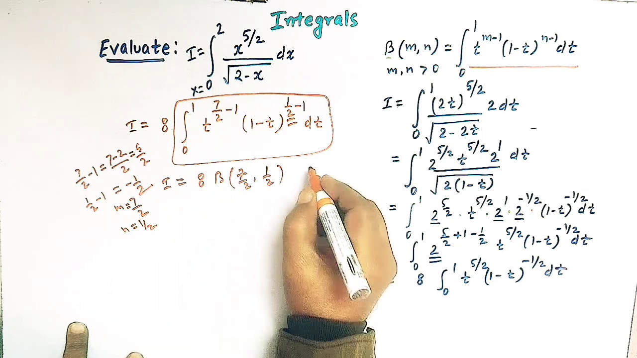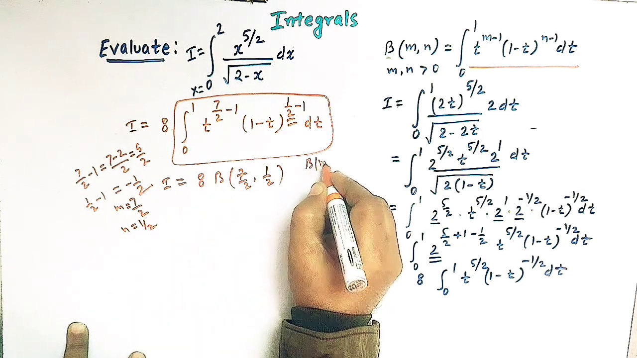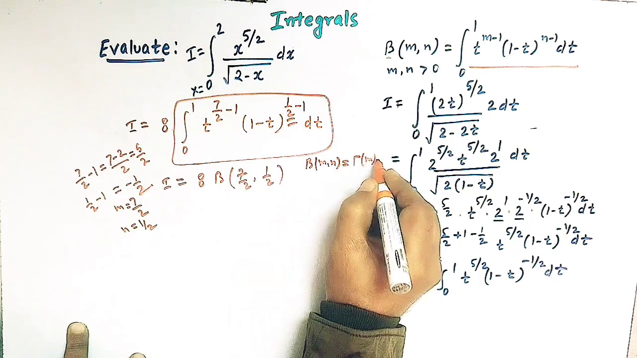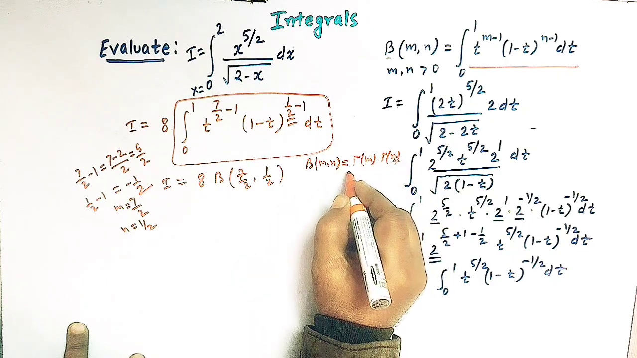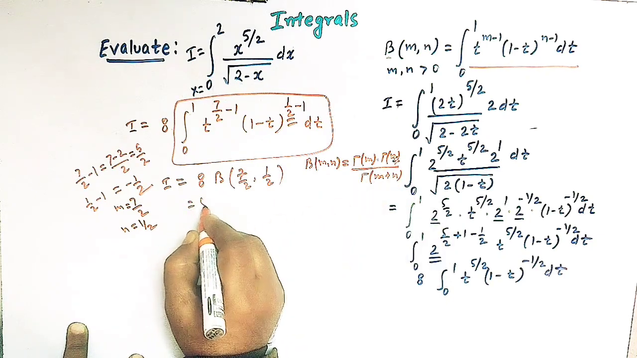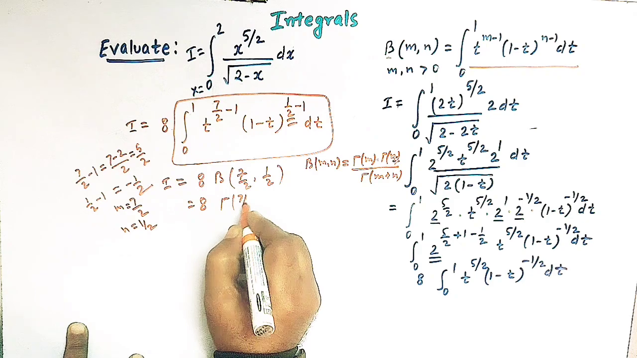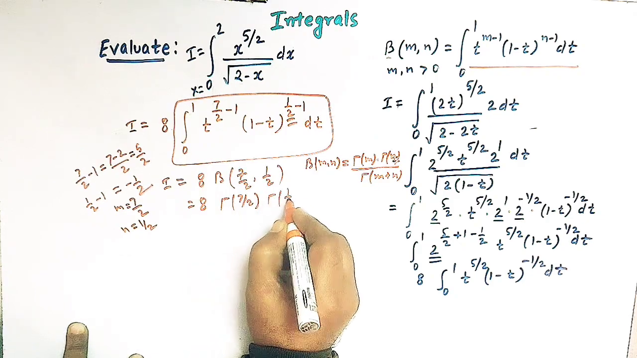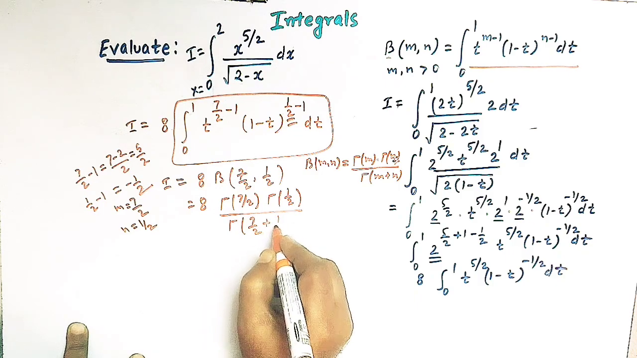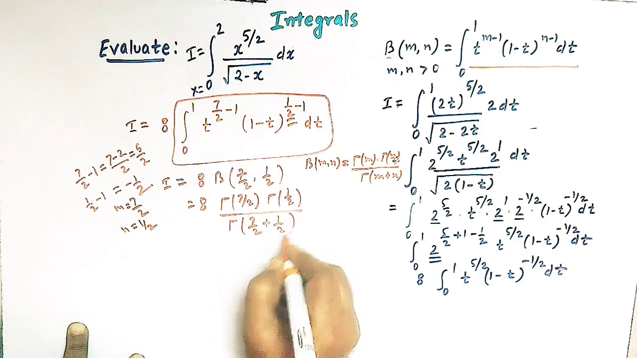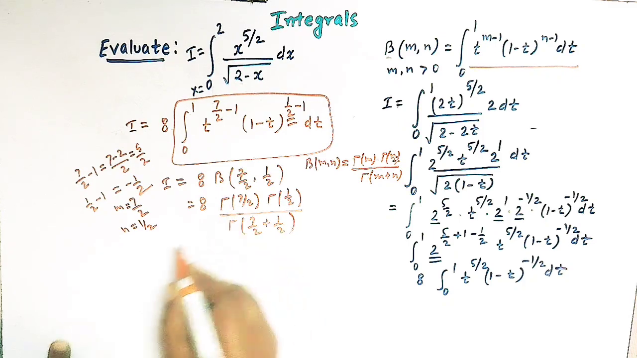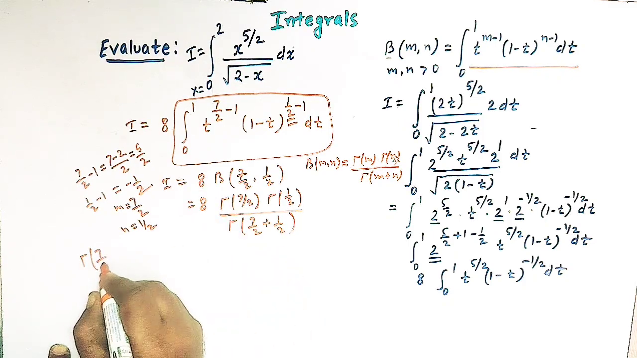So now we have to find out the value of this expression by using an important relationship between beta function and gamma function. So beta m comma n is given by gamma m times gamma n divided by gamma m plus n. So here we can now write gamma 7 over 2, then gamma half, and then gamma 7 over 2 plus half, right?